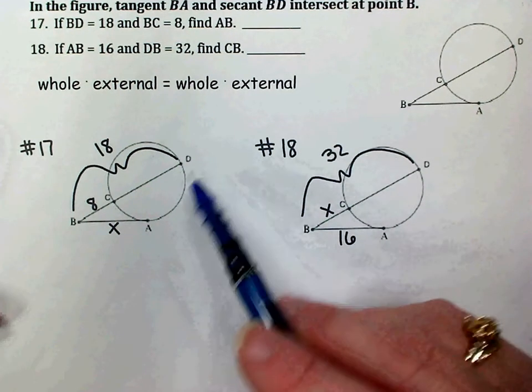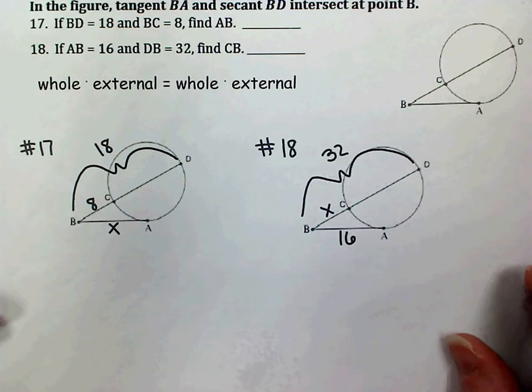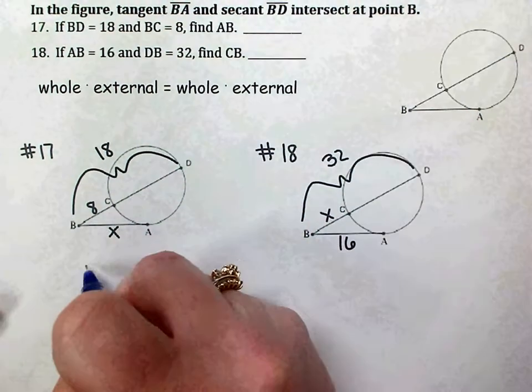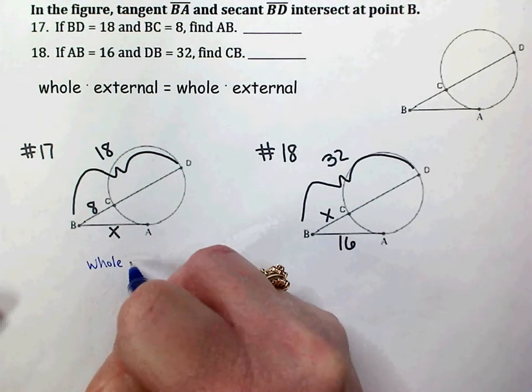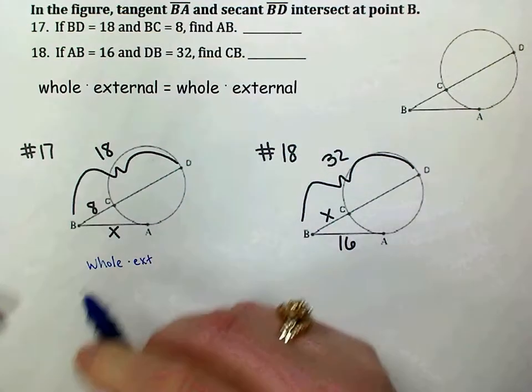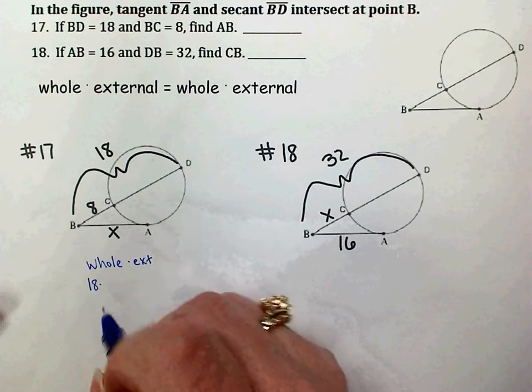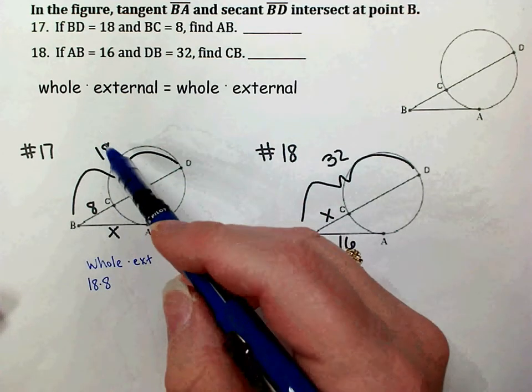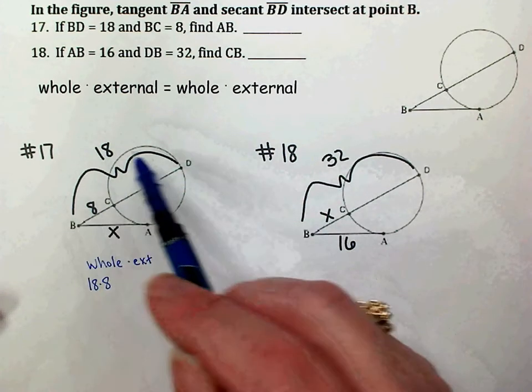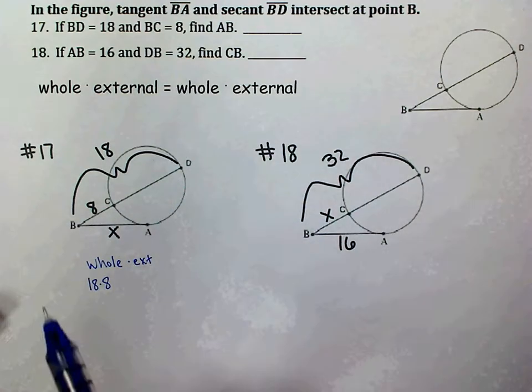So remember, if the intersection of the segments is outside the circle, the relationship is whole times external equals whole times external. So the whole length of the secant is 18 times the external part is 8. You don't need to add those two numbers together since the 18 is already the whole length of the secant.